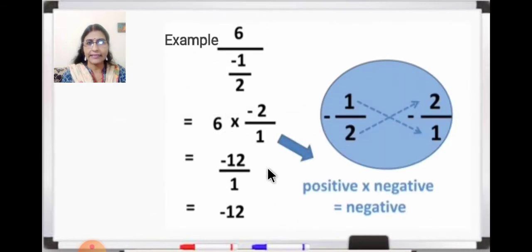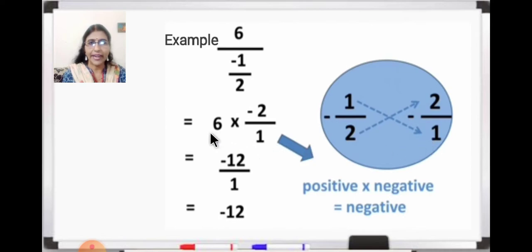Now let us take another example. 6 divided by minus half. So here this is the divisor. Now how to solve it? We will write 6 multiplied by, this is the divisor, we will write the reciprocal, minus half. When you interchange the numerator and denominator, you will get minus 2 upon 1.